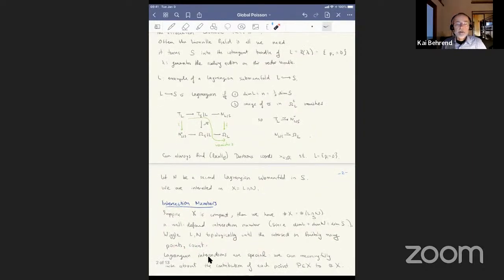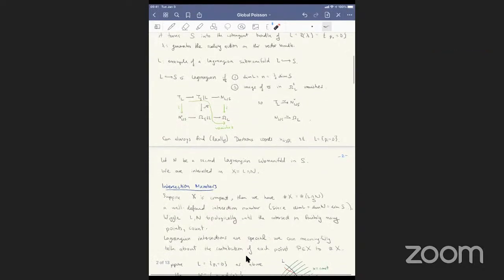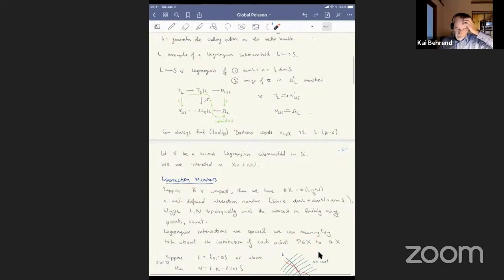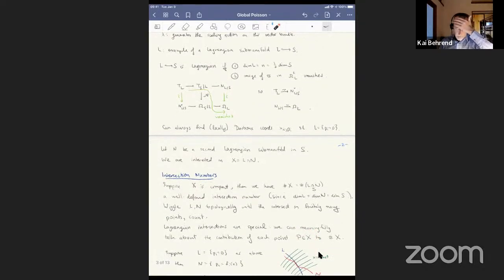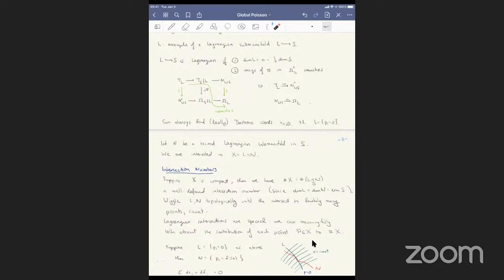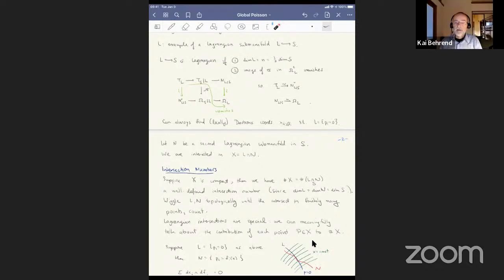But what's special about Lagrangian intersections is that you can meaningfully talk about the contribution of each point to this intersection number. So each point P in X, each point of the intersection, contributes to this number. That's something that usually doesn't make sense if you're intersecting manifolds in an ambient manifold, because it's all topological and it's defined in terms of wiggling. So let me explain that.